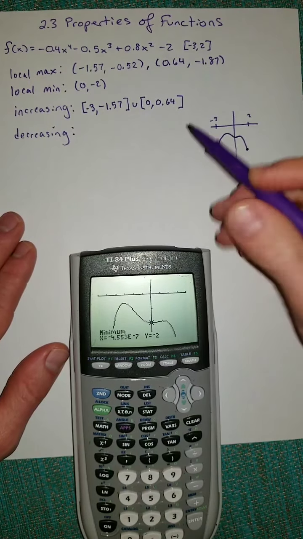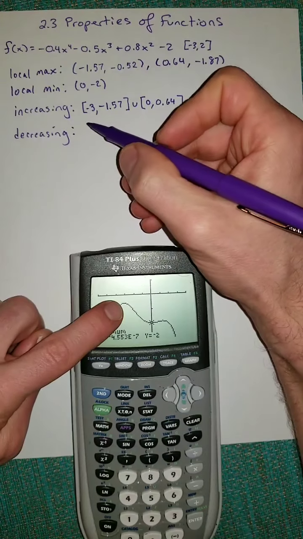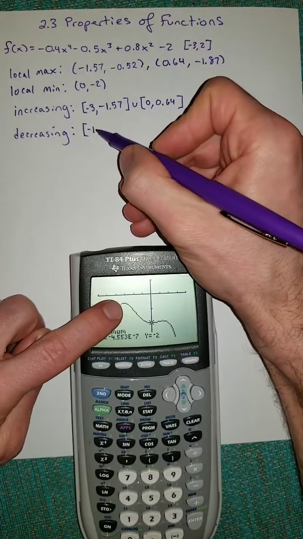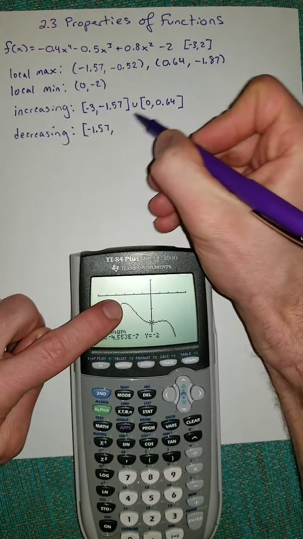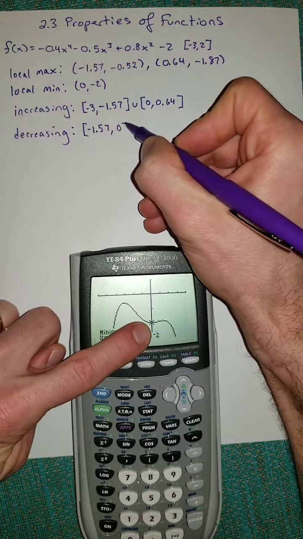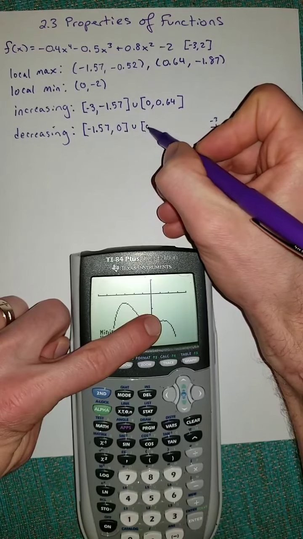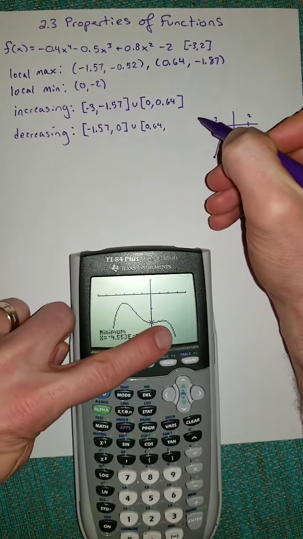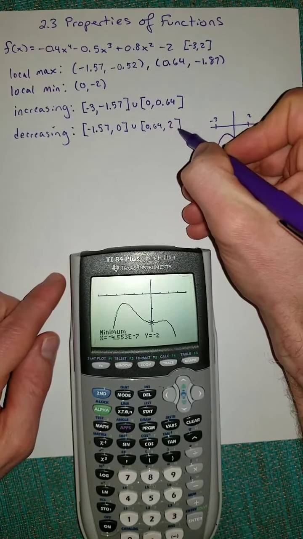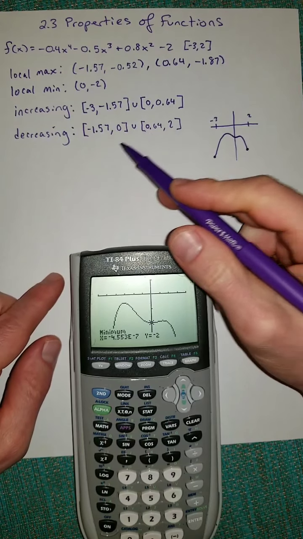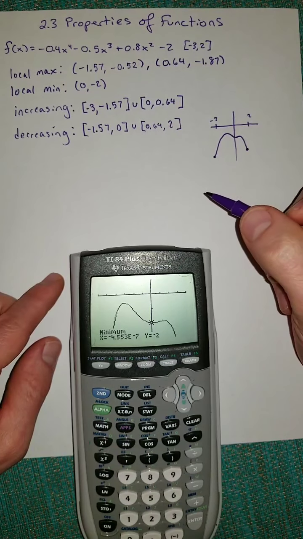So it's decreasing on two of those regions from this maximum, which is at -1.57 over to 0. And then from 0.64 over to 2. Okay? So those are the intervals of decrease.